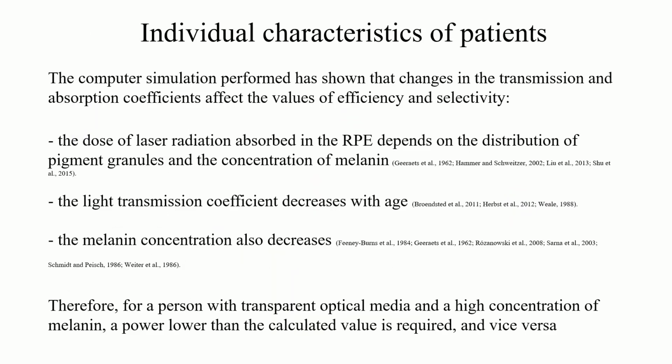For selective damage to the RPE, it is important to take into account the individual characteristics of each patient. The computer simulation performed has shown that changes in the transmission and absorption coefficients affect the values of efficiency and selectivity. The dose of laser radiation absorbed in the RPE depends on the distribution of pigment granules and the concentration of melanin. The light transmission coefficient decreases with age. The melanin concentration also decreases. Therefore, for a person with transparent optical media and a high concentration of melanin, a power lower than the calculated value is required, and vice versa.